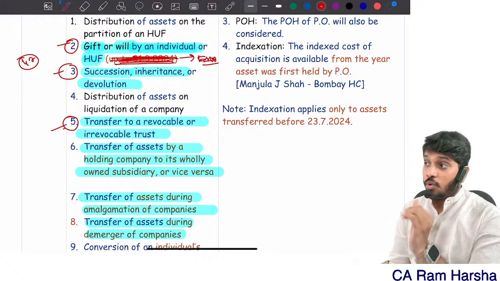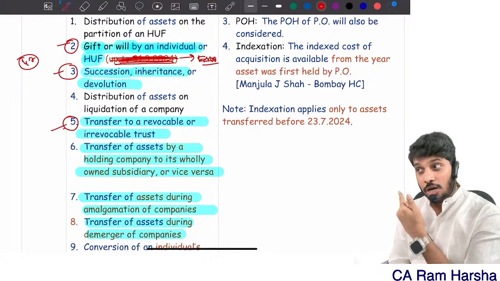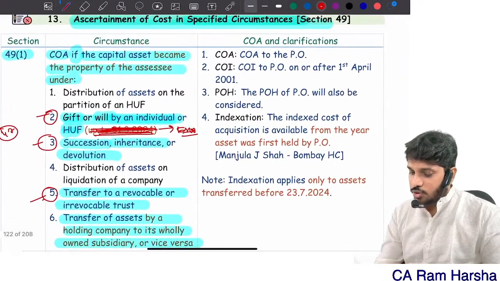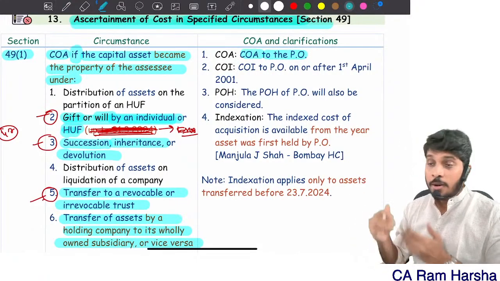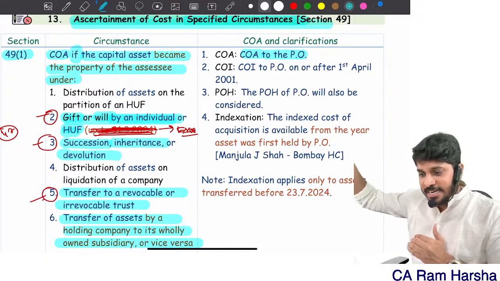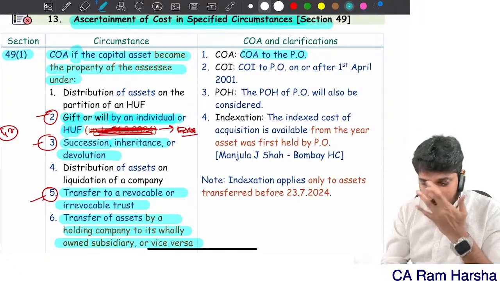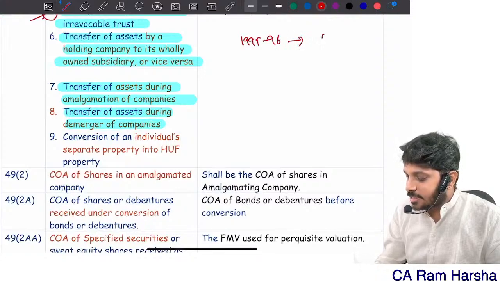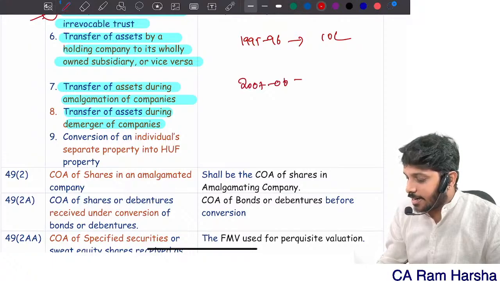Getting it? Now, what is the cost of acquisition? Because I didn't buy the asset, cost of acquisition is cost to previous owner. Cost of acquisition shall be cost of acquisition to previous owner. Your previous owner would have bought that at some money. At what price he bought, that itself we treat as if you purchased it. Suppose my previous owner purchased it in 95-96 at 10 lakhs. In 2007, 2008, I got it inherited.